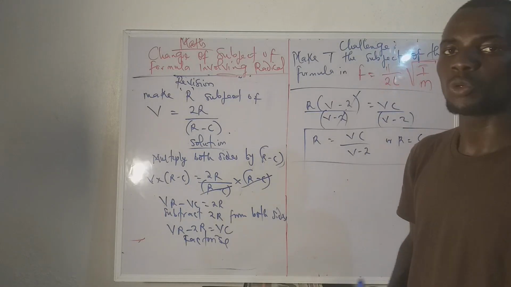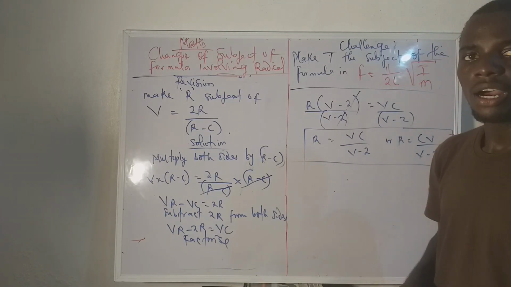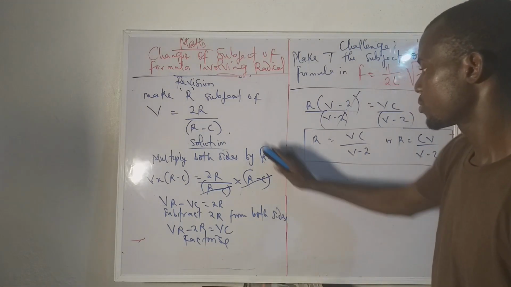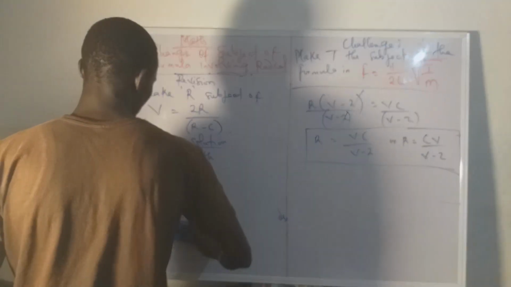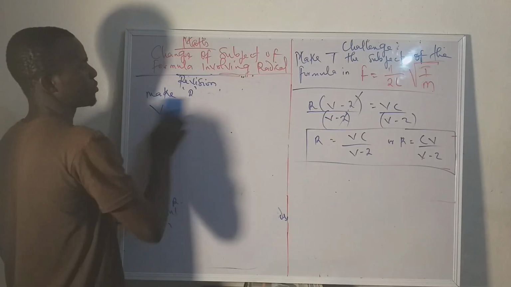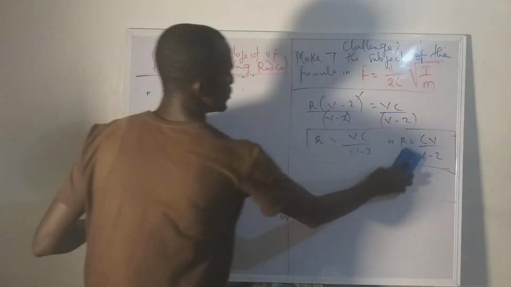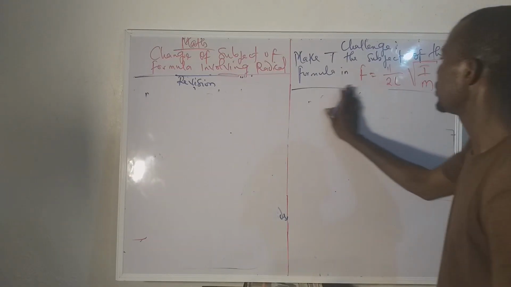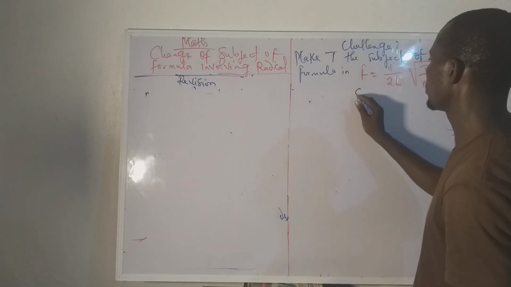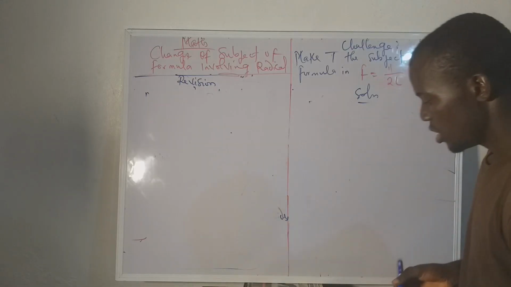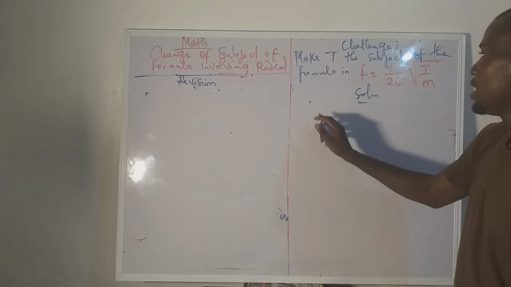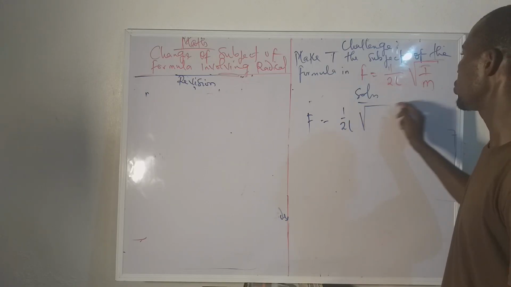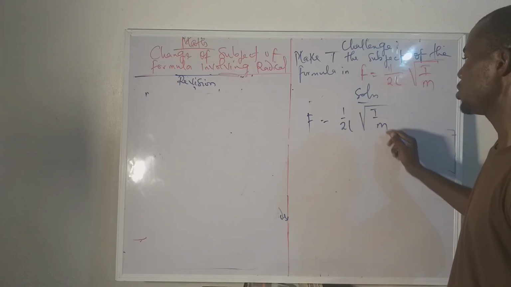Now, having done this, we will go ahead and answer this question involving radical. Now, to answer this particular question, solution: if we have f equals 1 over 2L square root of t over n, what do you think we'll do?